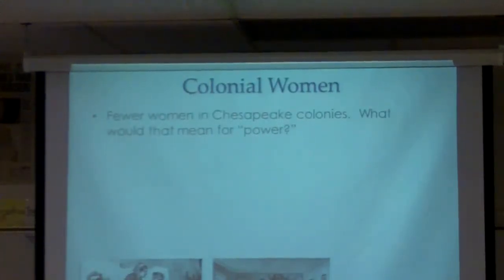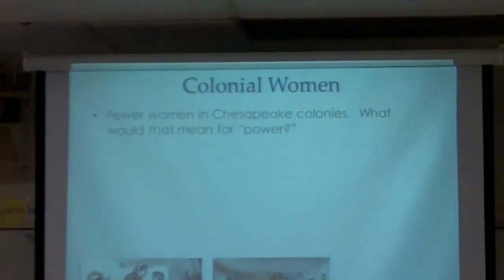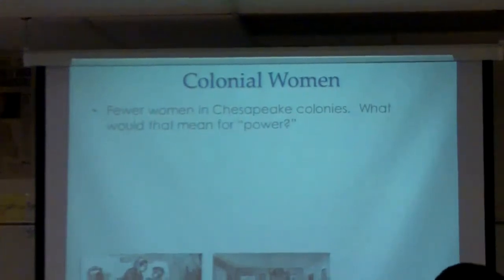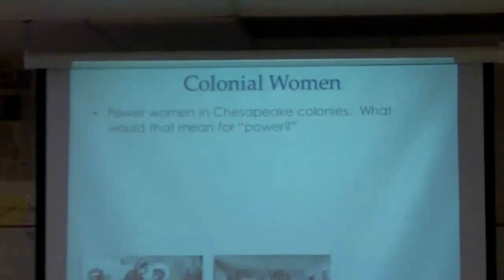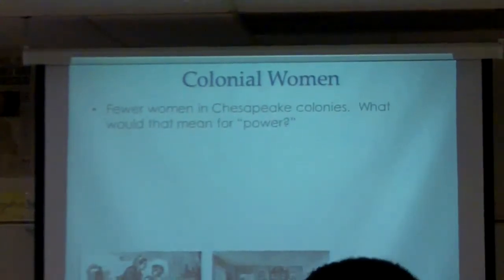Kind of a summary of various things for our colonial women: in the Chesapeake colonies and the southern colonies, the women will have more power. I kind of put that in quotation marks when they're single. And I know I had this in another section. If there are 4 or 5 male suitors for every female, can they use that to their advantage? Maybe.